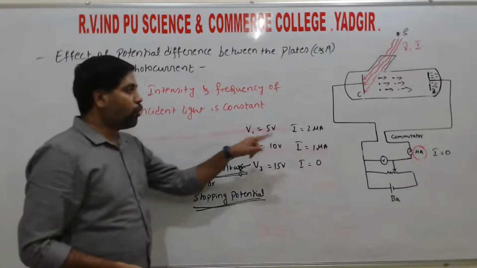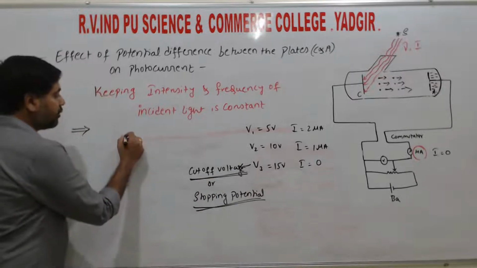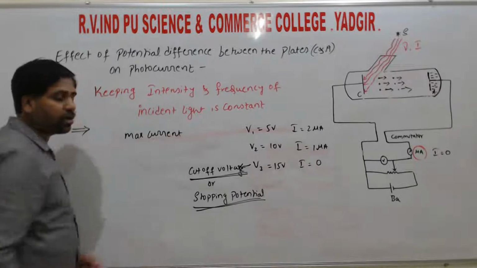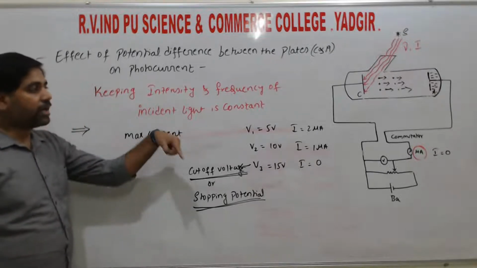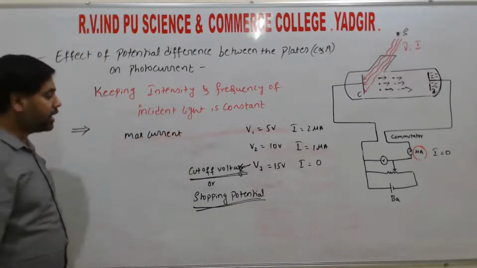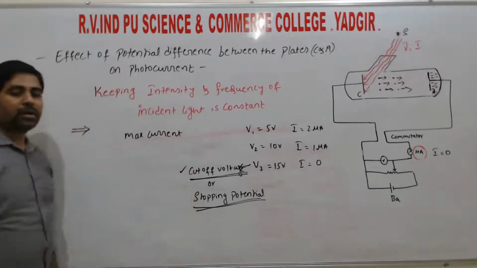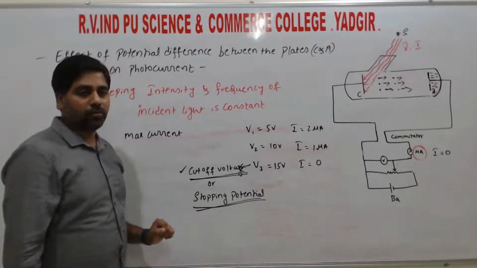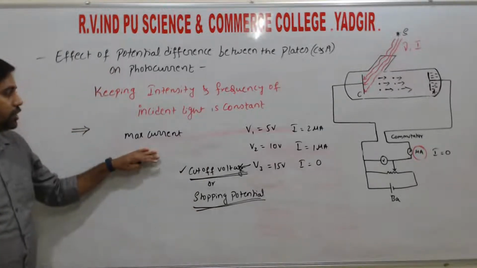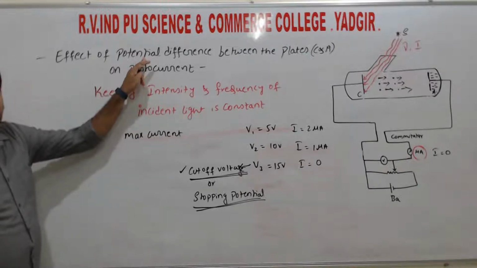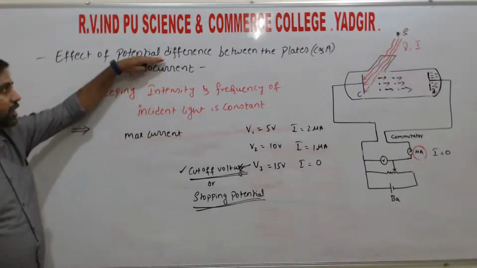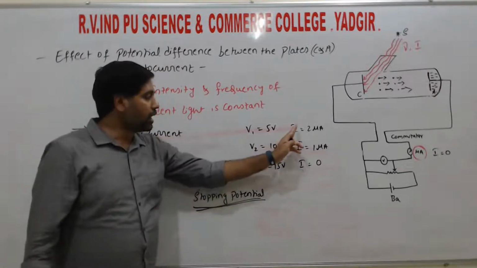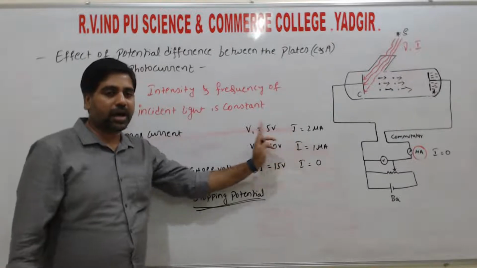When we applied the positive potential, we get the maximum current, and that current we call the saturation current. When we connected negative potential to plate A, we get the cutoff voltage, that is, the current flowing through the circuit is 0, right? This is the observation we made in the experimental setup, potential difference with respect to current. Potential difference is voltage, and the photocurrent is I, right?